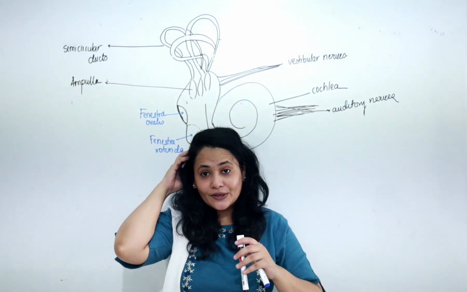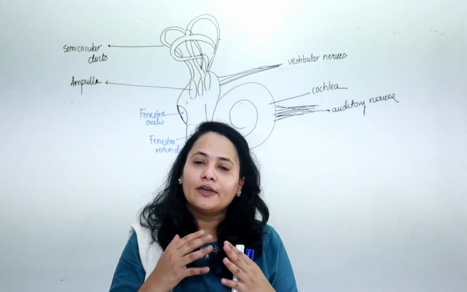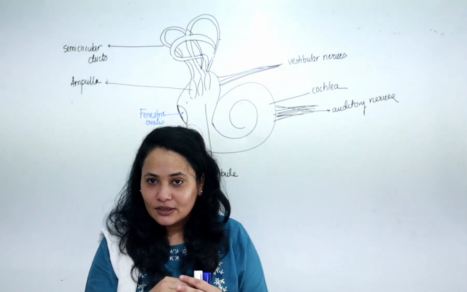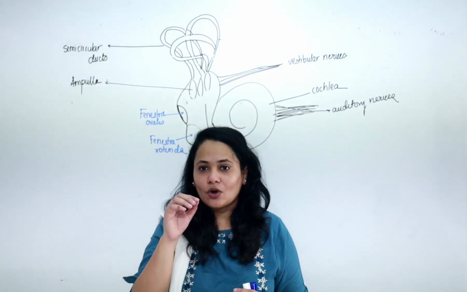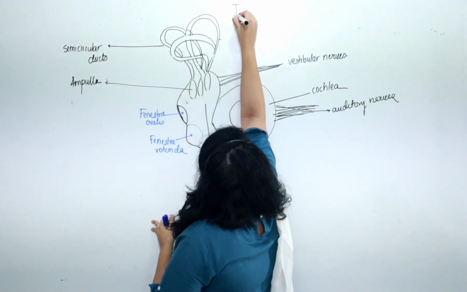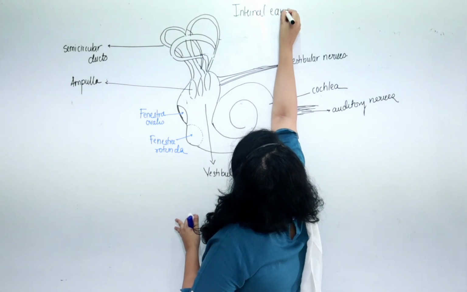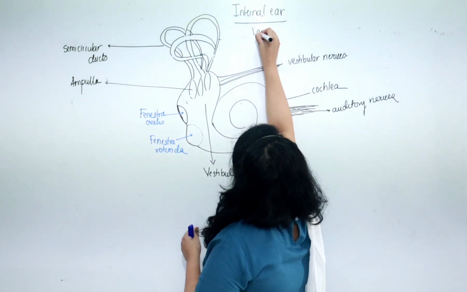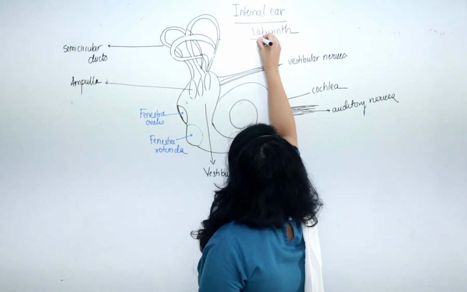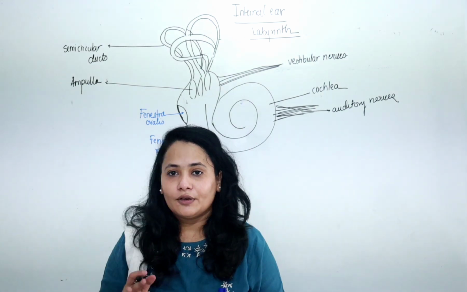We know that here lies the temporal bone. So there are some folded cavities inside the temporal bone, which we call the bony labyrinth. So remember that the internal ear is called the labyrinth. So first point, this is the structure of the internal ear, which is also called the labyrinth.